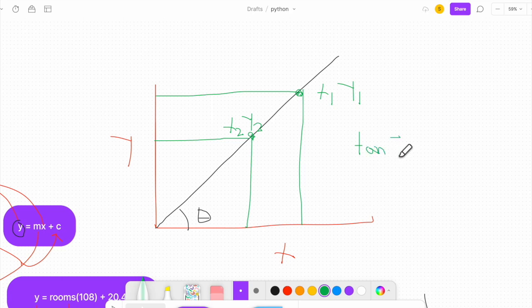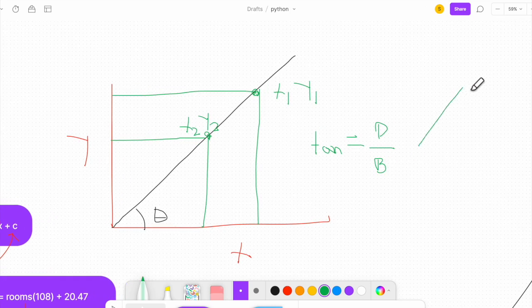tan theta, we all know that it is perpendicular by base in a right angle triangle. Suppose this is a right angle triangle and we have to find the tan theta of this angle. This will be this perpendicular by base. Same basic thing we are trying to figure out here.